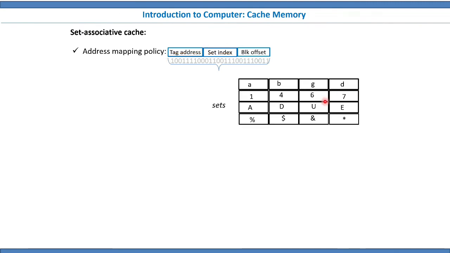A set associative cache is an intermediate between a fully associative cache and a direct map cache. If we go for a set associative cache, you can see it's a matrix-like structure, or you can say a 2D array kind of structure. So here there are multiple rows.